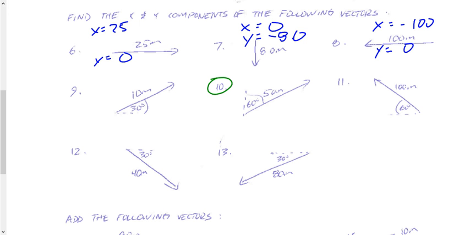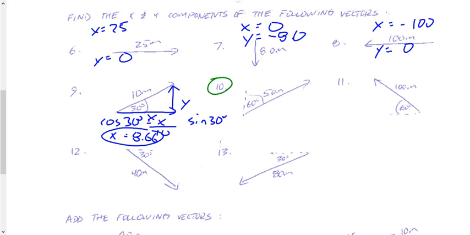Okay, question number 9. We've got a funny angle, and guess what? I'm pretty sure you guys are like me. I don't like funny angles, so I want to get rid of it. I draw a triangle around the angle, label this x, label this y, and x is the adjacent side, so I'm going to say cosine 30 degrees is equal to adjacent over hypotenuse. And there's my x side. I'm going to say sine 30 degrees is equal to opposite over hypotenuse. So there's my x, 8.66, and there's my y, 5.0.